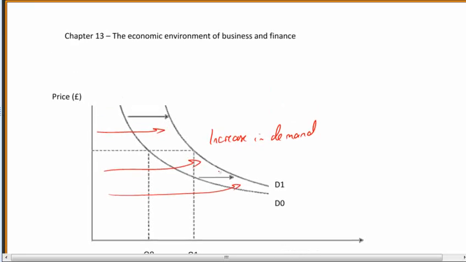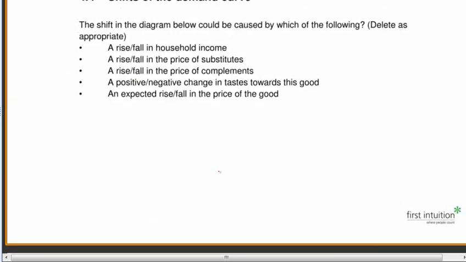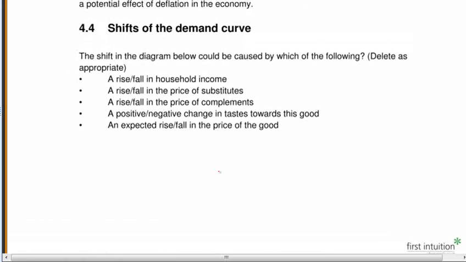Now, what would explain that? Okay, so which one of these would cause the rightward shift in the demand curve? Would it be a rise or fall in household income? Well, it would be a rise in income, wouldn't it? That would cause the demand curve to shift to the right. This next one's a tricky one though. What would need to happen to the price of a substitute to cause the demand for this product to go up? And I think the answer is a rise.